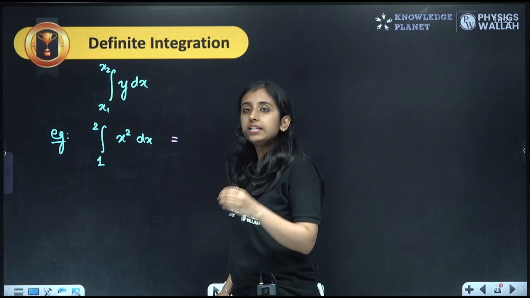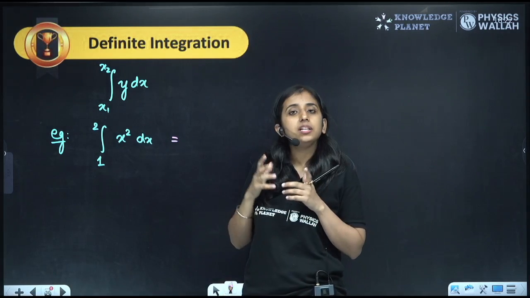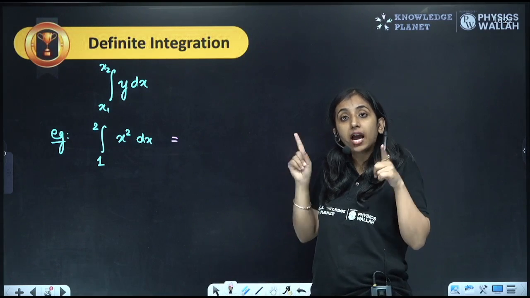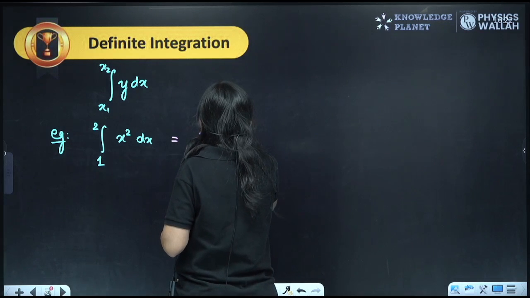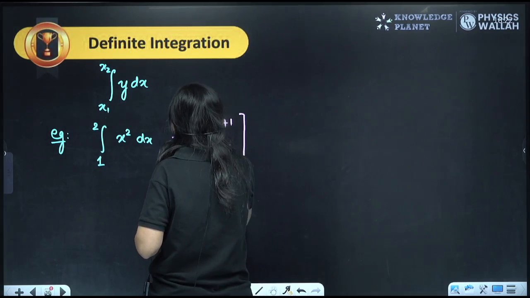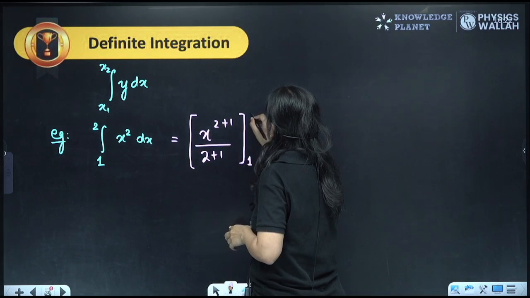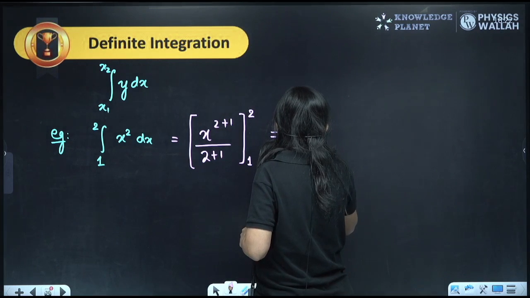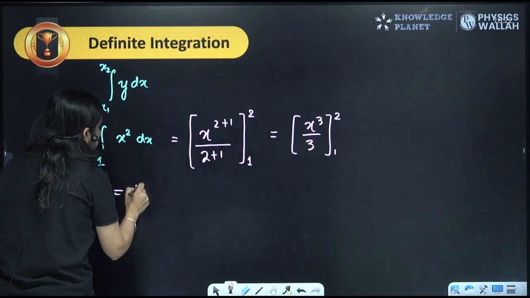First we have to integrate this function as an indefinite integral, find its integration, and then substitute the limits. For the integration of x square, increase the power by 1 and write the same power in the denominator. Because it is definite integration, we will not write any constant, and we put the limits from 1 to 2. So this becomes x cube by 3, limits 1 to 2.